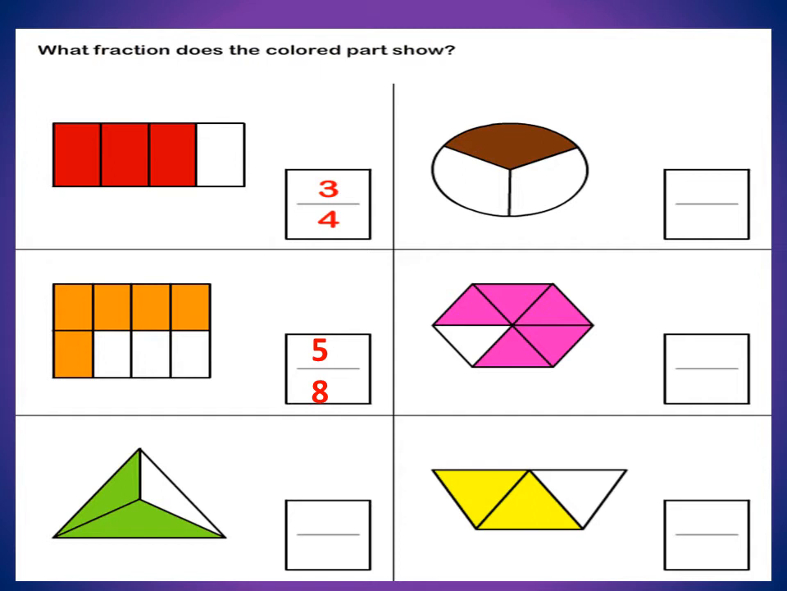Next, in a triangle, it is divided into 3 equal parts. 2 are shaded. So 2 will come in the numerator and 3 will come in the denominator. So the fraction is 2 upon 3.